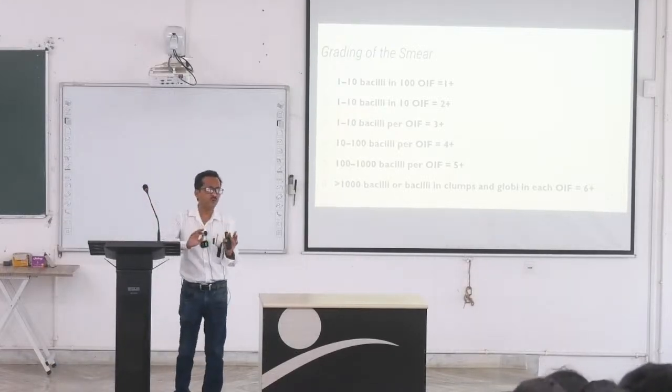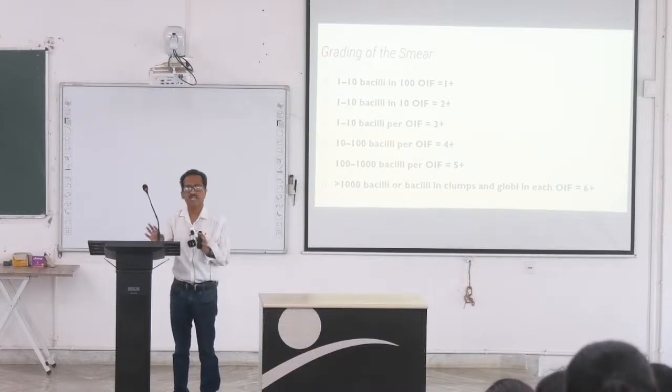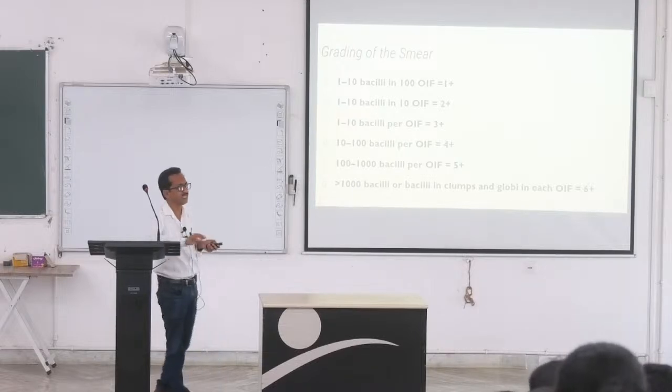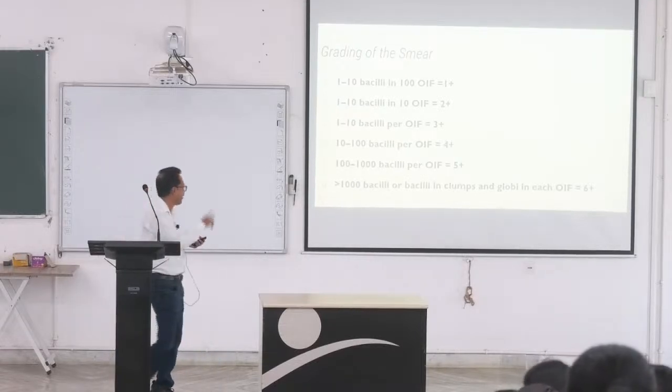Now, even if you don't count, how can you say it is a grade 6 smear? If there are globi. Globi means clusters of acid fast bacilli. That is called a grade 6 smear.